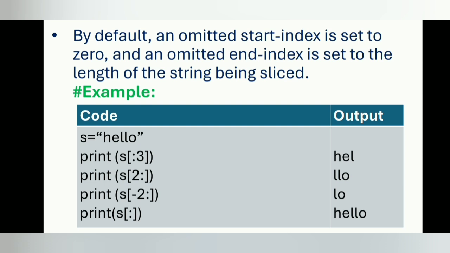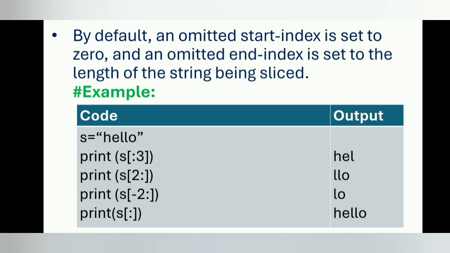In this example, string hello is assigned to the variable s. The first print statement will display the characters from position 0 to 3. By default, an omitted start index is set to 0. Here the start index is set to 0 and the end index 3 is excluded. So it will display the characters from position 0 to 2. Hence the output will be HEL.